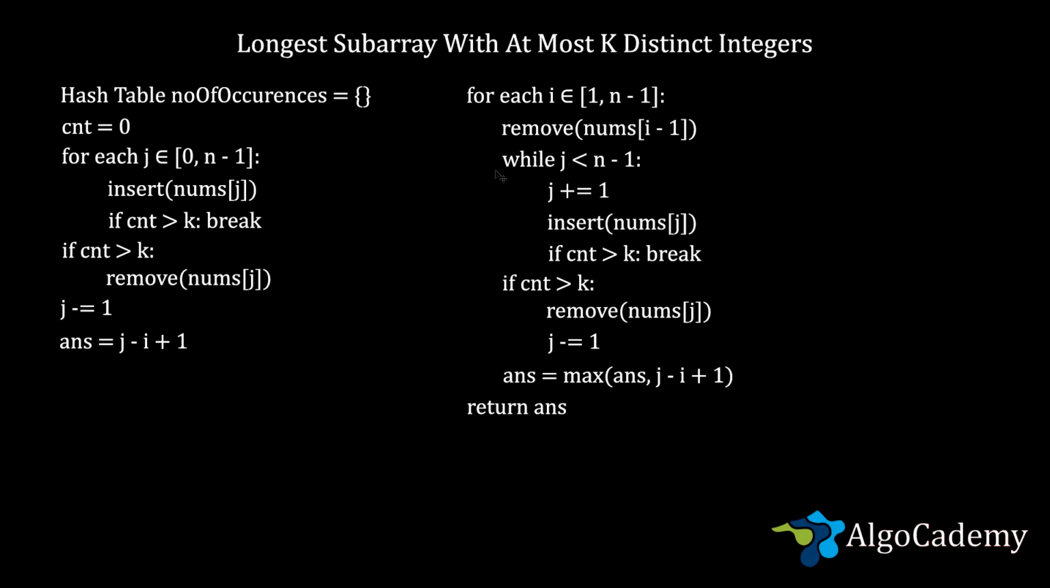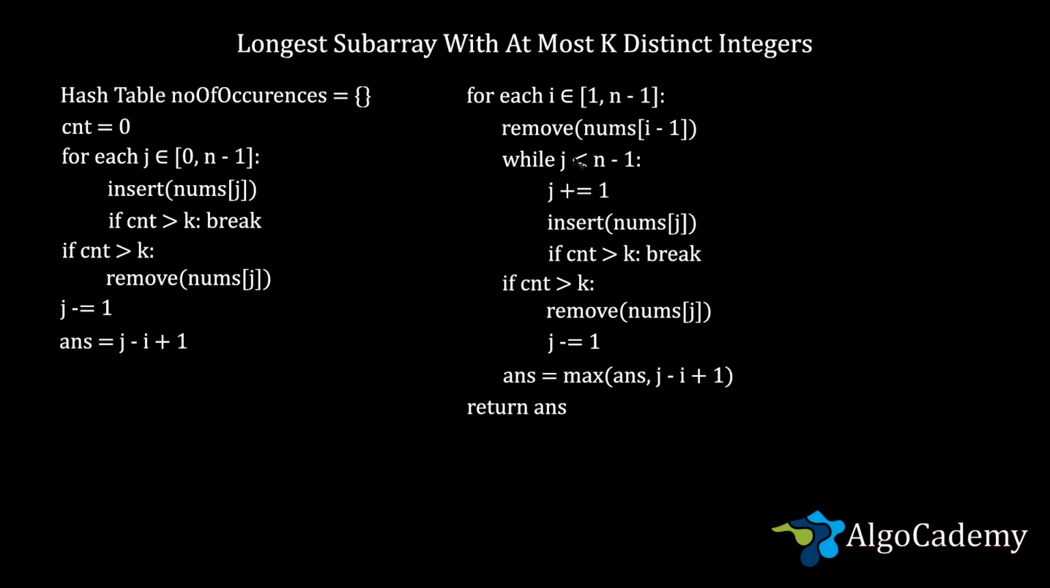Then I keep j where it is, and I try to increment it as much as I can so that the subarray nums of i and j stays valid. So while j is less than n minus 1, I'm going to increment it. I'm going to insert the new value into the hash table and update the counter, and if the counter became greater than k, I'm gonna break.